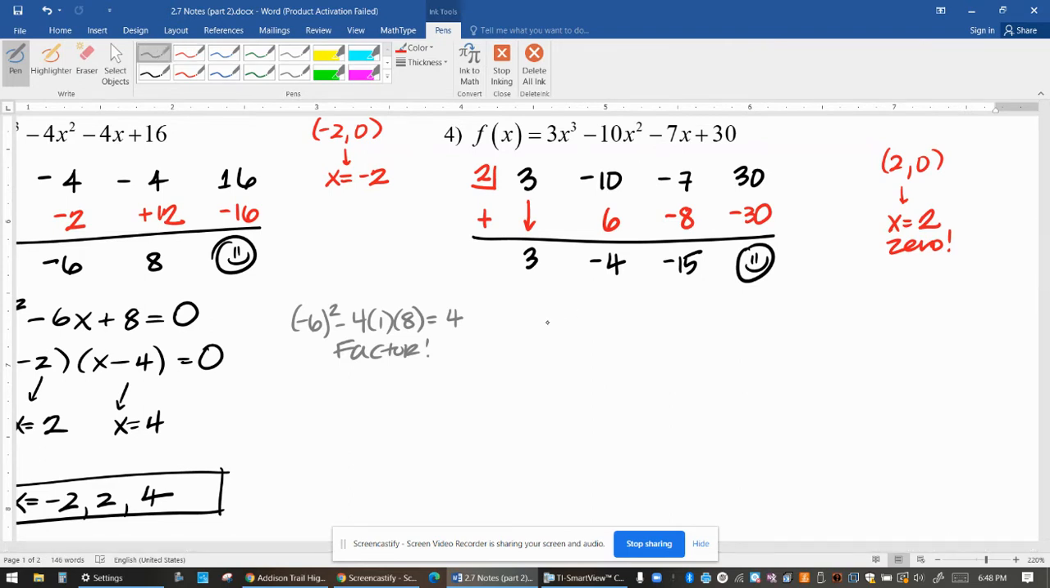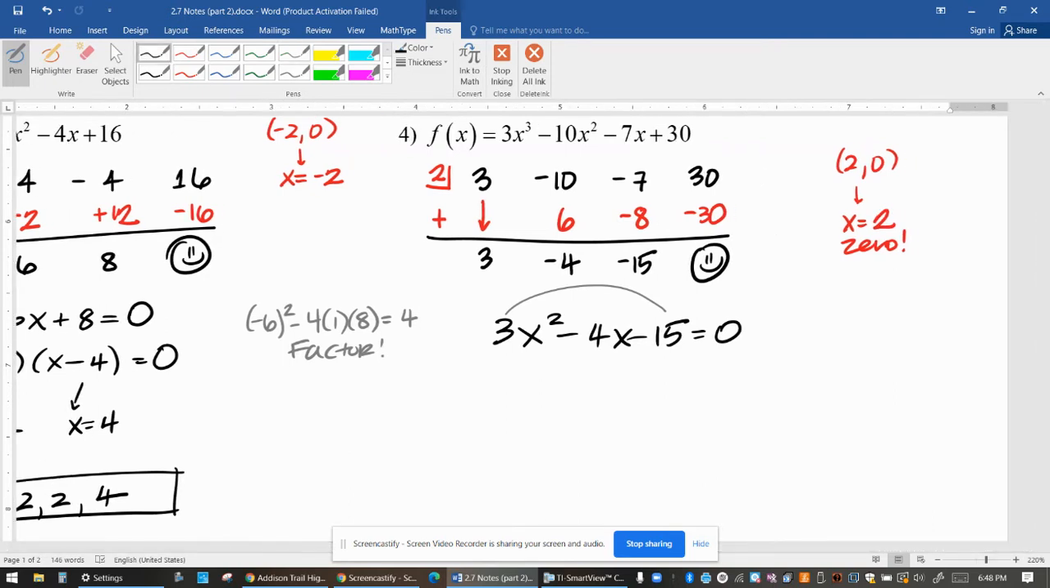All right, so I'm going to go ahead and solve this quadratic. You can check to see if it's factorable. So you can use the discriminant, or you can just ask yourself, are there numbers that multiply to negative 45 that add to negative 4? So take a minute and either use the discriminant or factor. This is factorable.